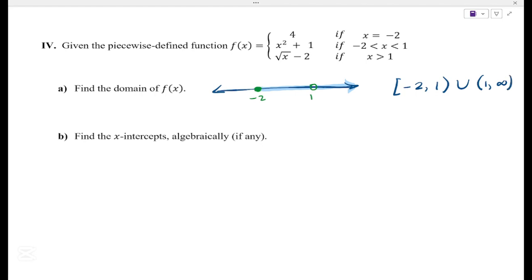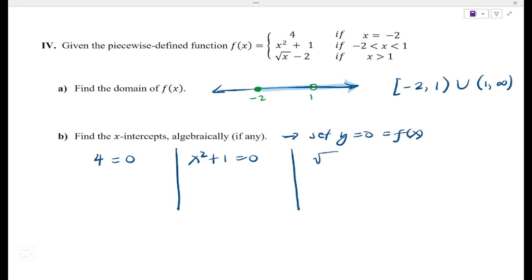Then to find the x-intercepts, we have to set y equal to 0, and this y is f of x, meaning you have to replace f of x by 0 and solve the three equations. The first equation is 4 equal to 0, the second equation is x squared plus 1 equal to 0, and the third equation is square root of x minus 2 equal to 0. So let us solve one by one. In the first equation, 4 equal to 0, since they are not equal, you cannot find any x-intercept here.